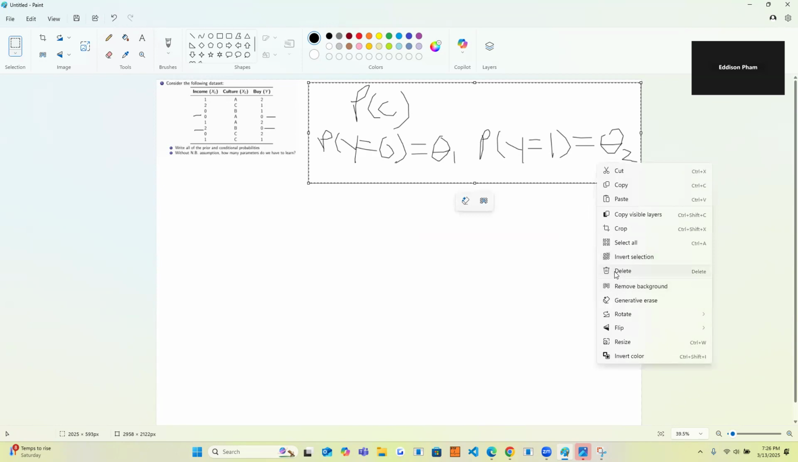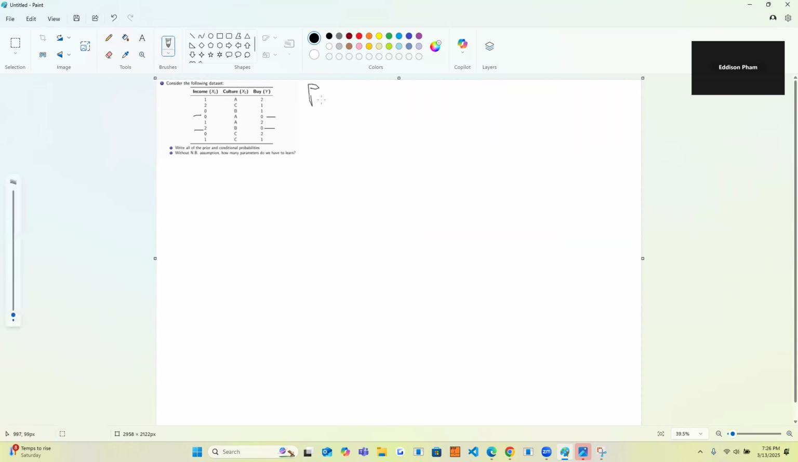All right, so let me keep track of that. Prior counted 2. How about for the class conditionals? Remember, let me write this formula up here so you guys can see it. P of x1 given C times P of x2 given C. And remember, x1 has 3 different states, x2 has 3 different states, and C also has 3 different states.